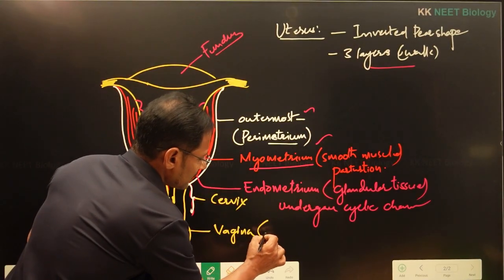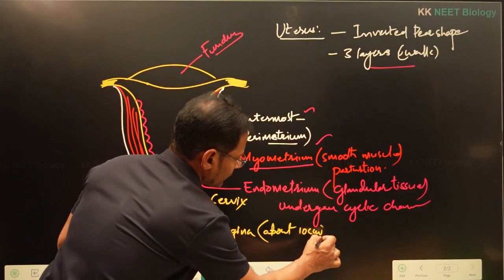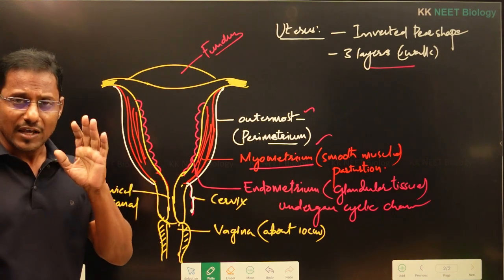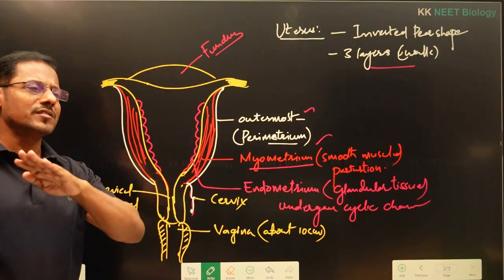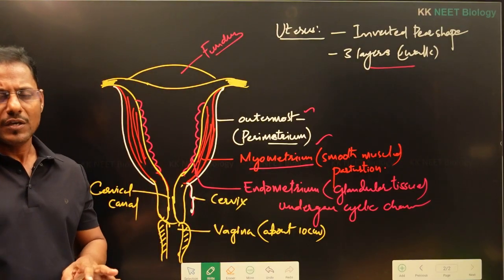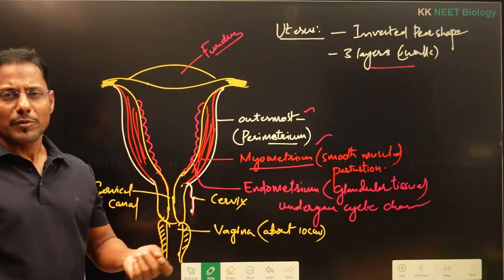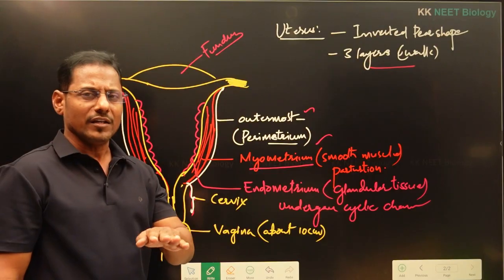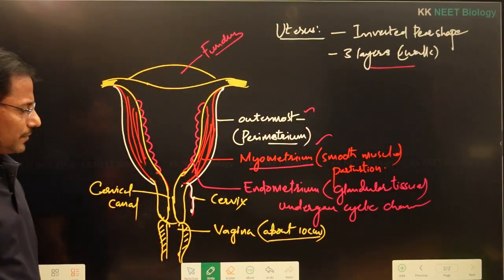So generally, its length is about 10 centimeters. The depth or the length of the vagina is around 10 centimeters. Not exactly 10 centimeters in every person, so it may vary from person to person. Some people may have 8 centimeters, some people may have 12 centimeters. Generally, the average length of the vagina is 10 centimeters depth, right?